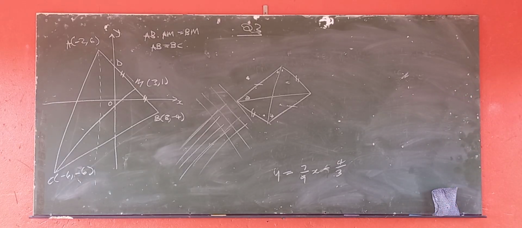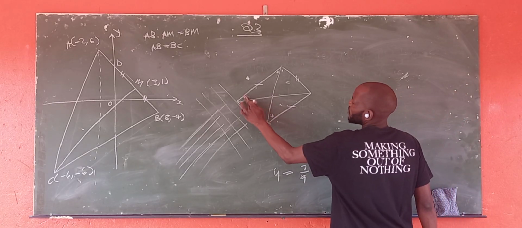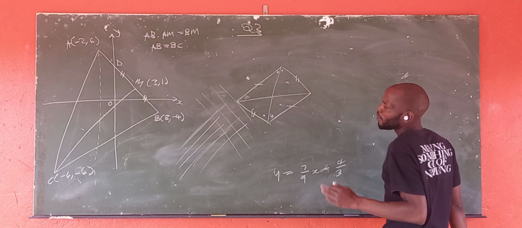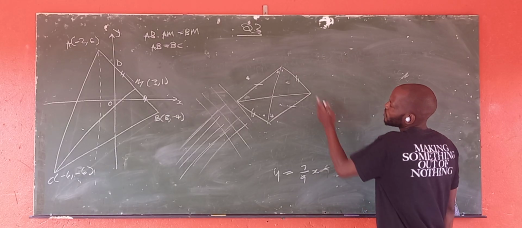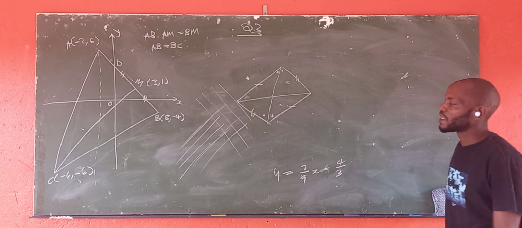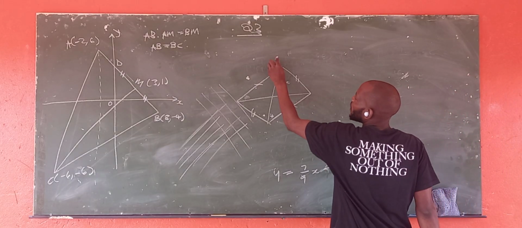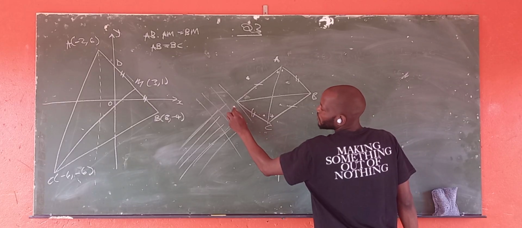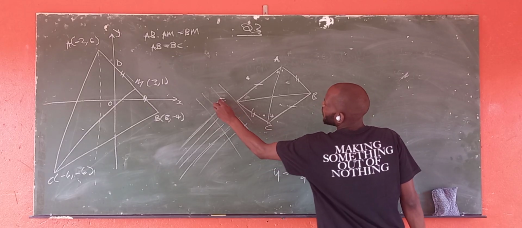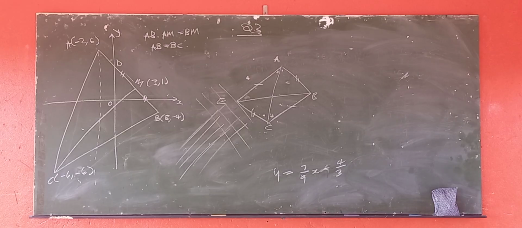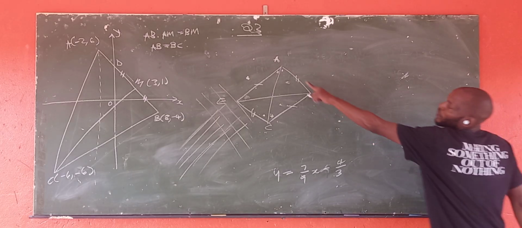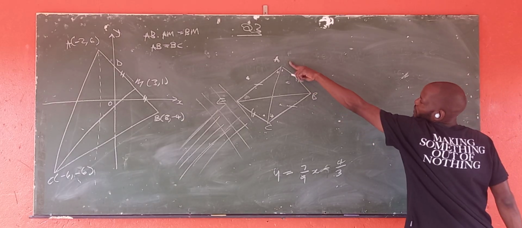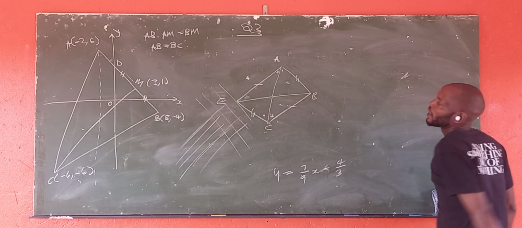Okay, that's all about a parallelogram for now. But now what are we going to use? We're going to use the fact that this side is equal to this side, right? So this is A, this is B, this is C. Let's assume we call the fourth point E. Looking at this side, the length of this side should equal the length of this side.